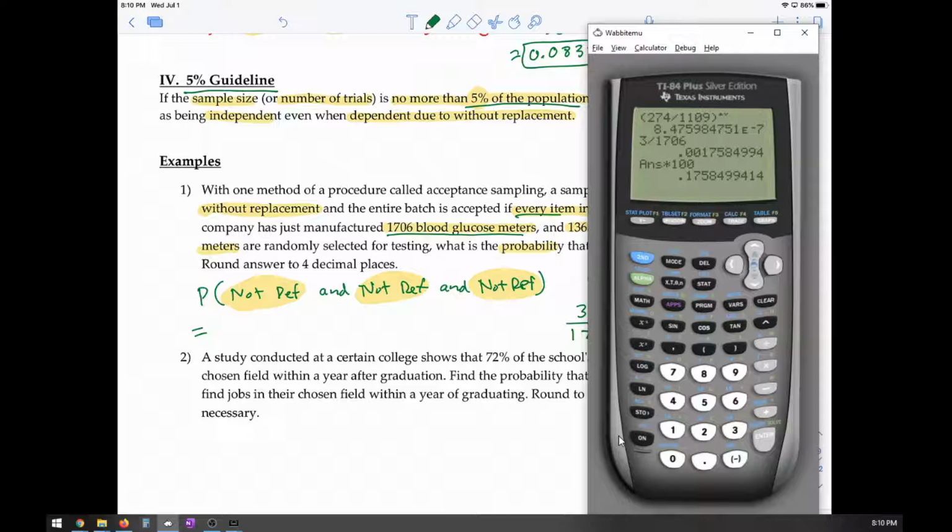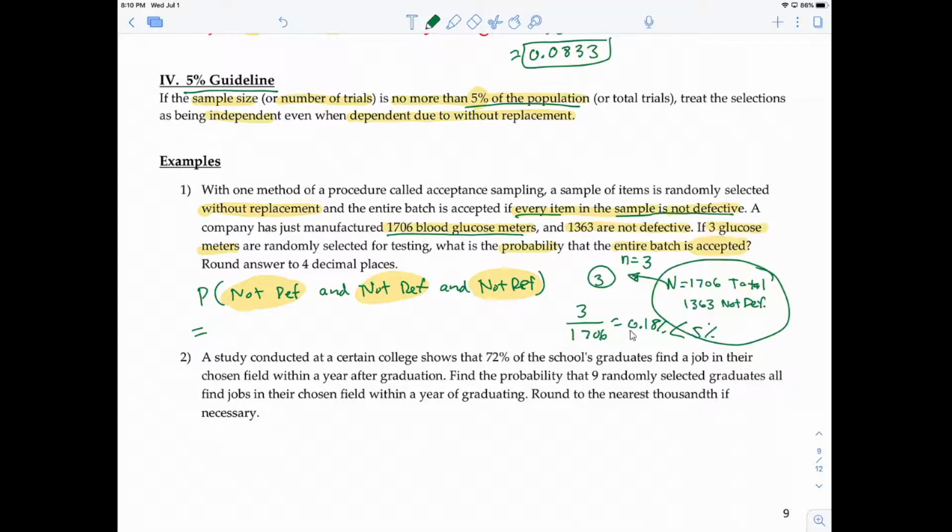Sorry, this is kind of messy. So it's definitely less than 5%, which means we can apply the 5% guideline, which says we're going to treat the selections as independent, even though they're dependent due to being without replacement. So how does that affect things?